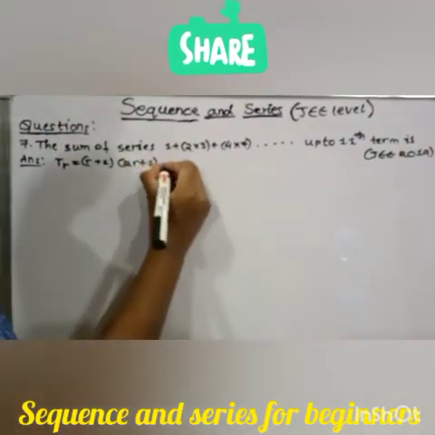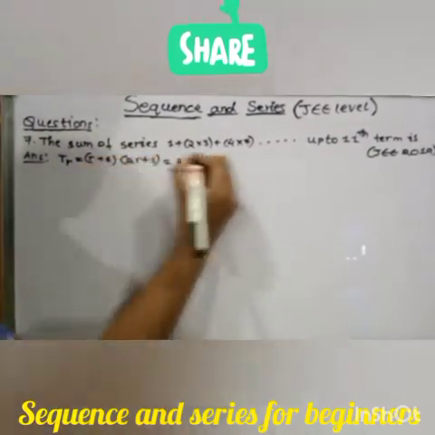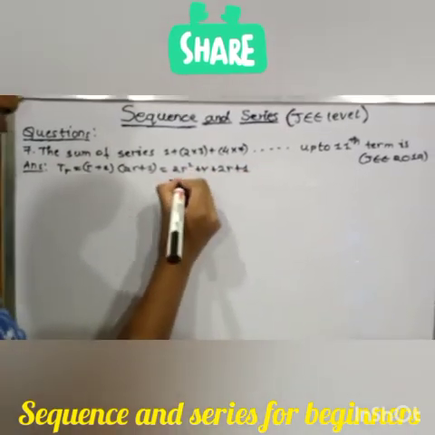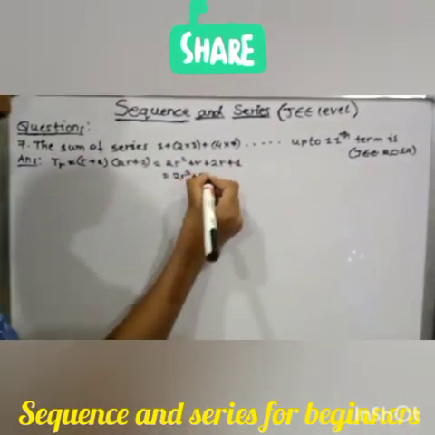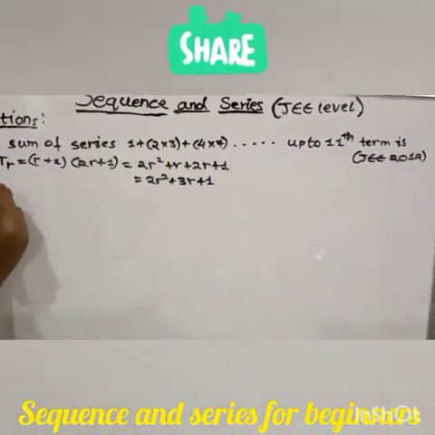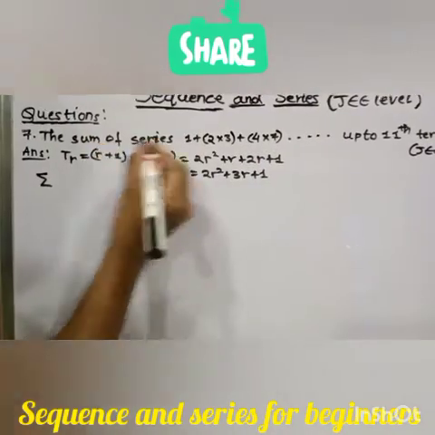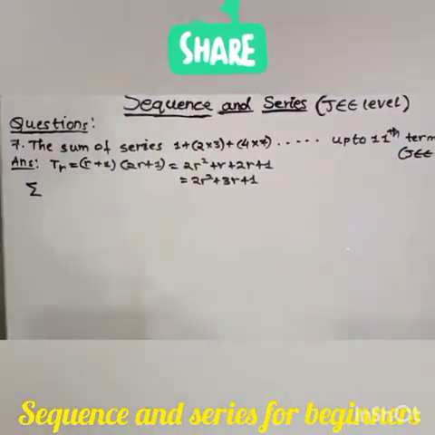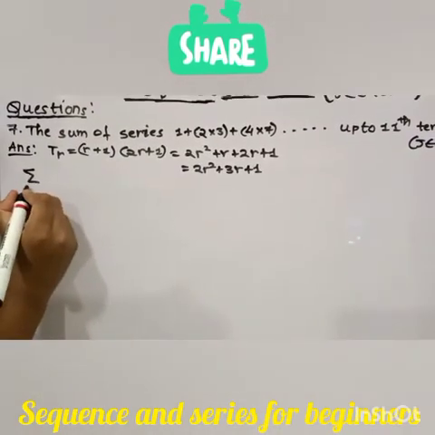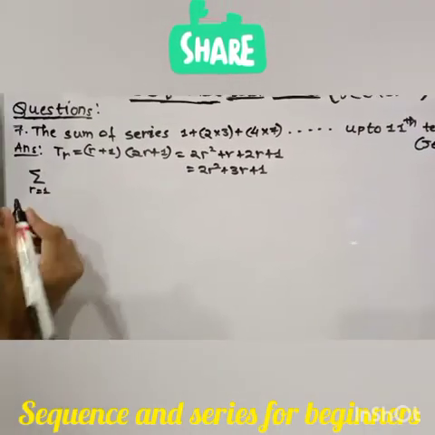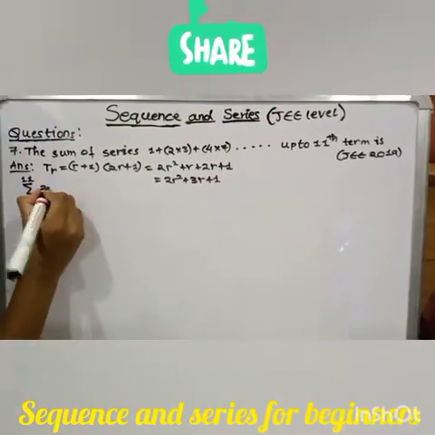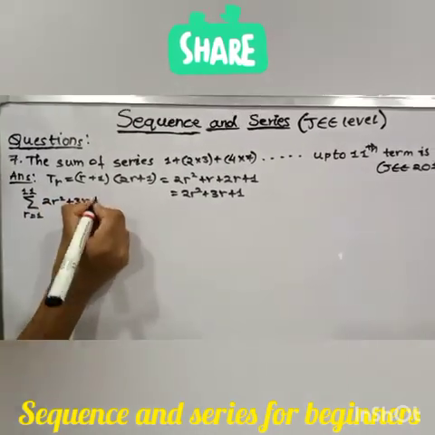So let's multiply. What is that? 2r square plus r plus 2r plus 1, which equals 2r square plus 3r plus 1. So all you got to do now is take sigma from 1 to 11 and don't forget to add the 1, which we'll do in a few moments. So r equals 1, here the last term is 11, 2r square plus 3r plus 1.